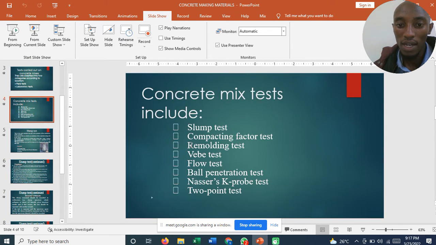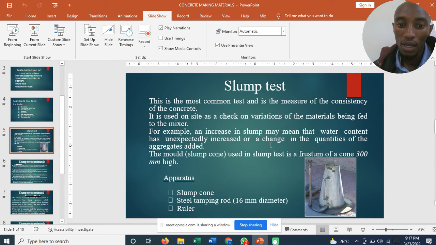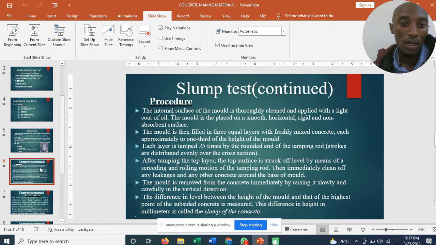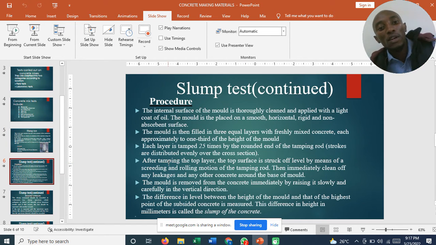The apparatus includes the mold, which is the slump cone, the tamping rod, which is this one, and a ruler used for measuring the heights. The steel tamping rod should be 16 millimeters in diameter.